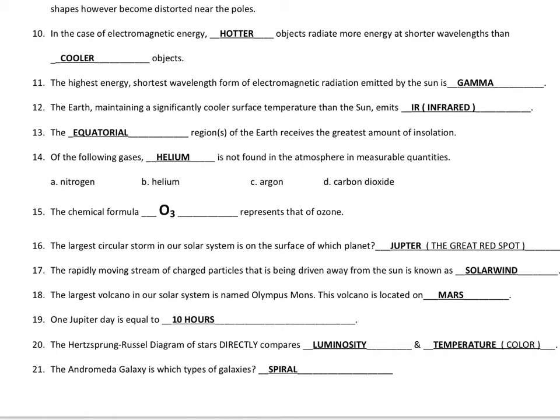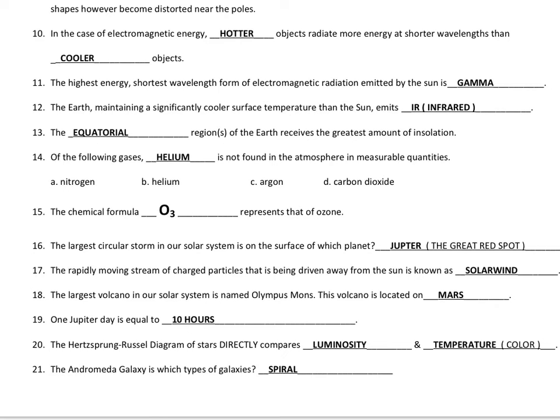Alright, let's rapid fire through a little astronomy, shall we? The largest circular storm in our solar system is on the surface of which planet? That would be Jupiter. That's a typo, sorry about that. And that's the Great Red Spot. That's that huge hurricane-like storm that's like twice the size of Earth. Pretty big.